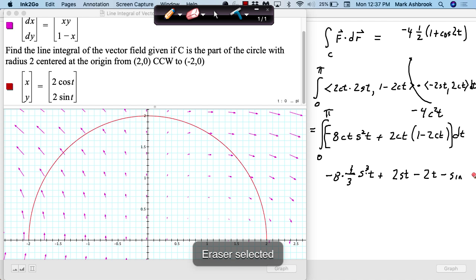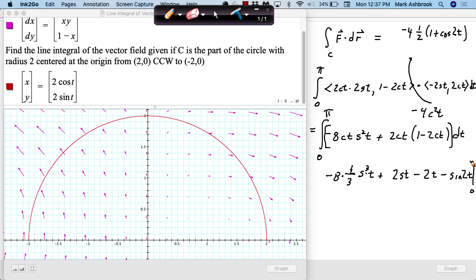And it turned out easier than I thought. If we're not sure, take the derivative. Derivative of that would be negative cosine 2t times 2. Negative cosine, yep, that's it. So I think I have the antiderivative.